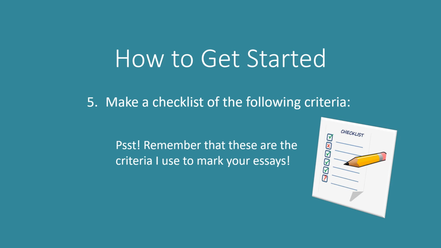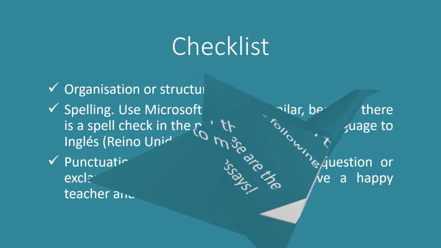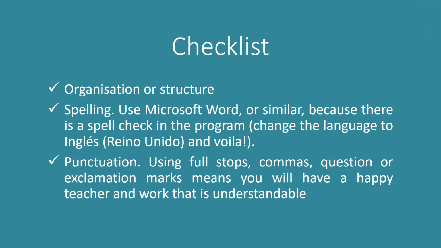Make a checklist of the following criteria. Obviously, you use this checklist to correct your work or elaborate your work in case you've forgotten something. But it's also really good to remember that these criteria are what I use to mark your essays. So, point one is the organizational structure. Check your essay to see if it's following the recommended organization.